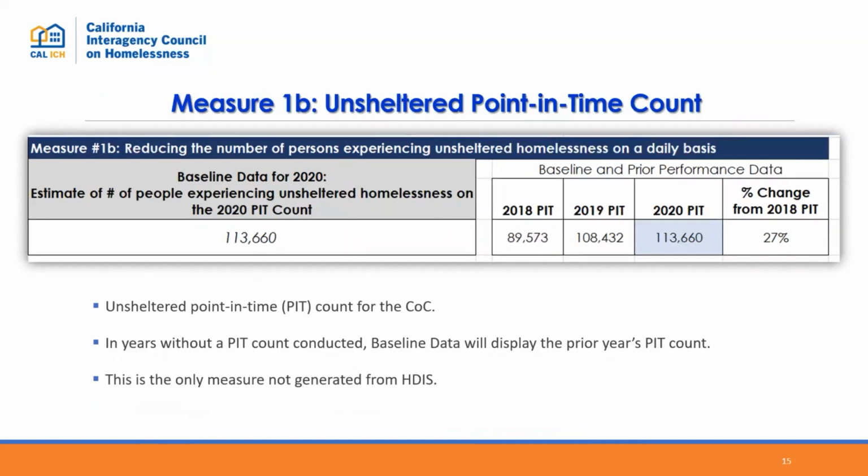Measure 1B is the unsheltered point-in-time count. This number of people who experienced unsheltered homelessness at a point in time during the year comes directly from the COC's 2020 point-in-time or PIT count. This is the only measure in the baseline data spreadsheet that is not sourced from HDIS. For COCs that did not conduct counts in even years, the PIT from the prior year is reported. If a COC did not conduct a 2020 PIT count, their 2019 PIT count is used as the baseline measure for 1B.